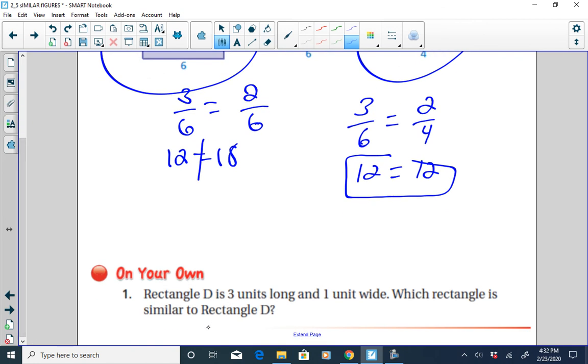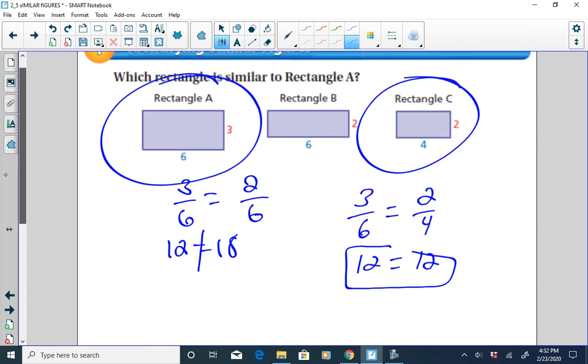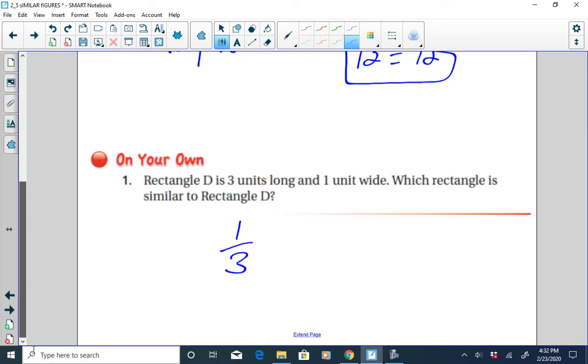All right. Next question asks us, rectangle D is 3 by 1. Which rectangle is rectangle D similar to? Well, 3 units long, 1 unit wide. Well, what's 1 by 3? 1 by 3 is the same as what we found here, right? Because 2 over 6 is the same as 1 over 3, I know that these two would be equal, so it would be rectangle D and rectangle B.